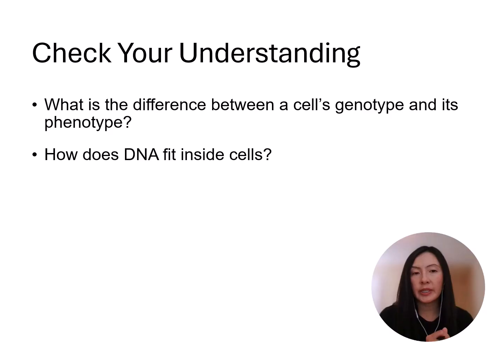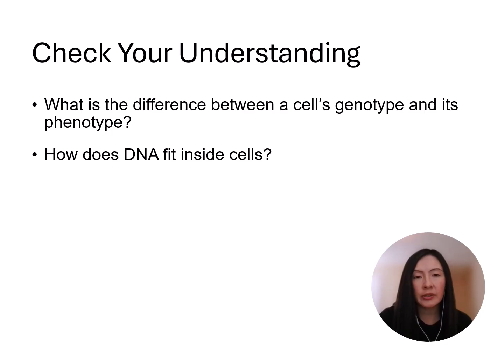For this checkpoint, it asks, what is the difference between a cell's genotype and its phenotype? So the genotype is the full set of an organism's genetic information, their entire DNA sequence. The phenotype is what you can see, the observable traits or characteristics resulting from expression of the genotype. And the same genotype can yield different phenotypes under different conditions, like we saw for Serratia marcescens, red at colder temperatures, not red at warmer temperatures.